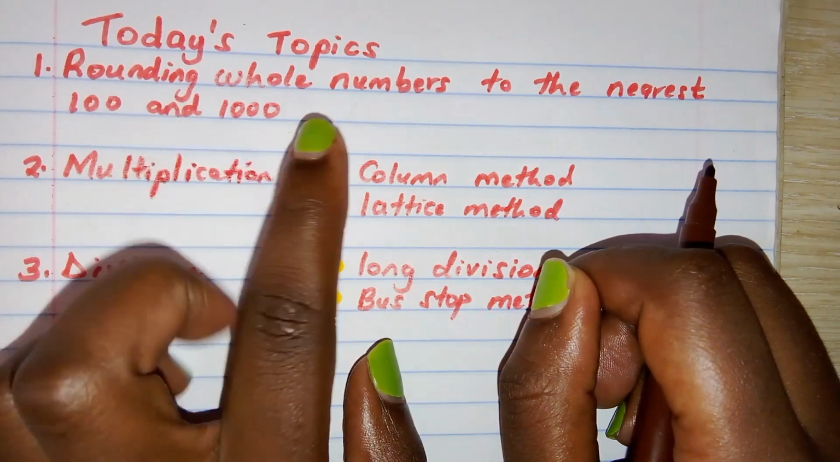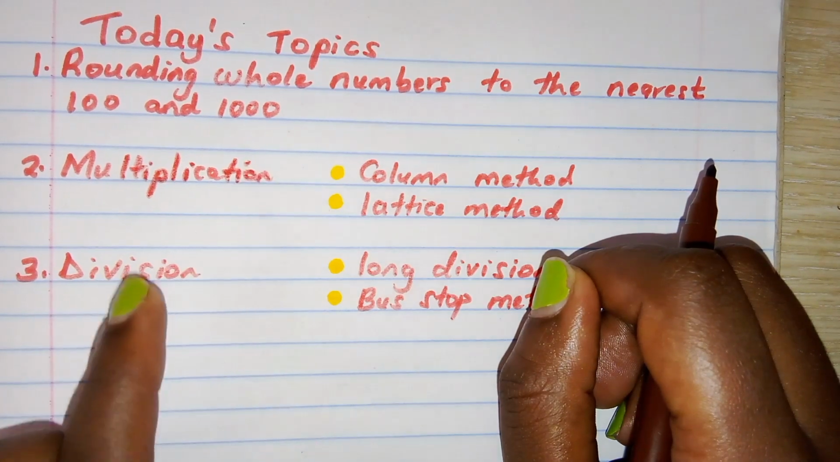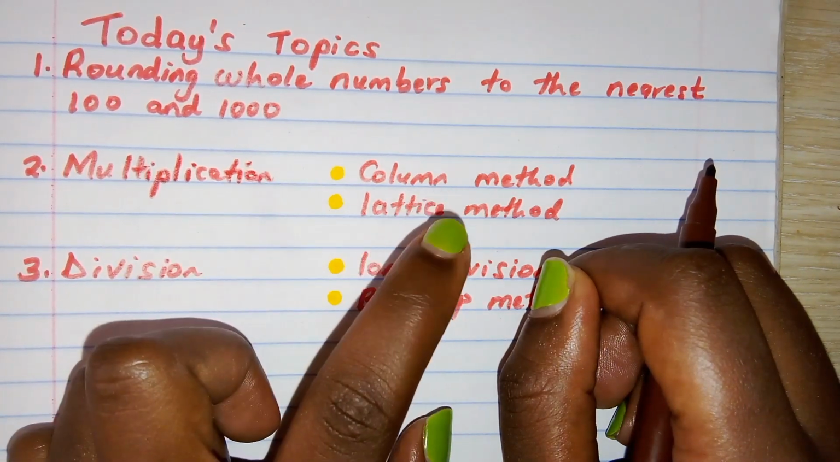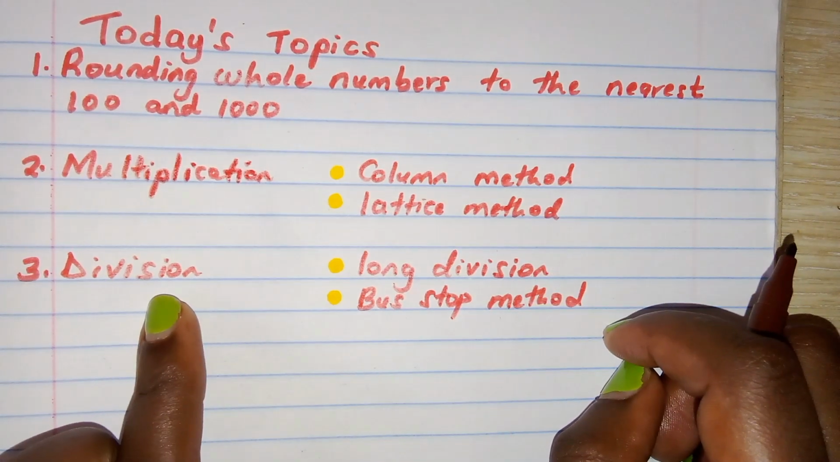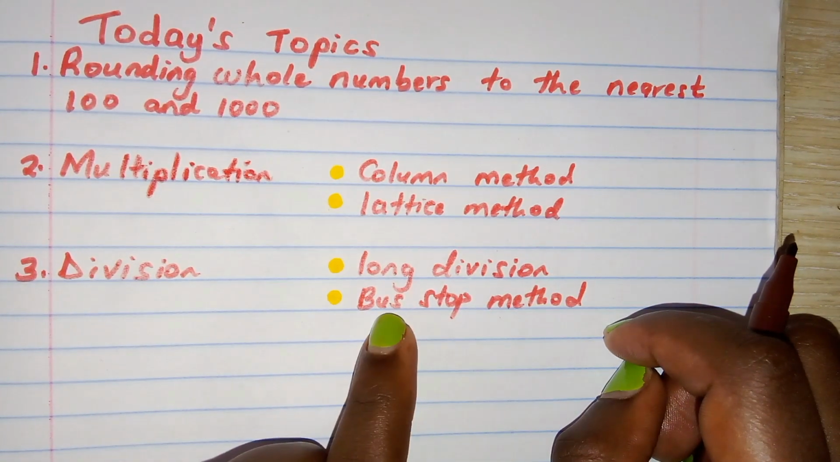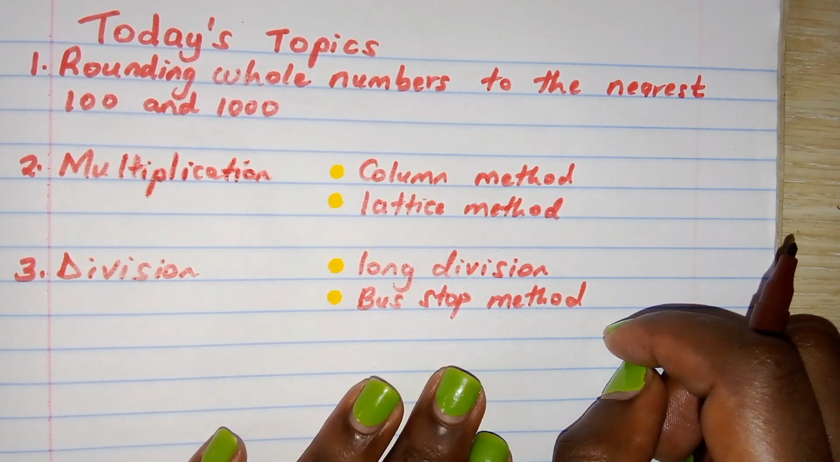We have rounding whole numbers to the nearest 100 and 1000, multiplication. Here we'll look at the column method and the lattice method, and then last but not least we'll have division, long division, or using the bar stop method. So please stay tuned till the end of the video.